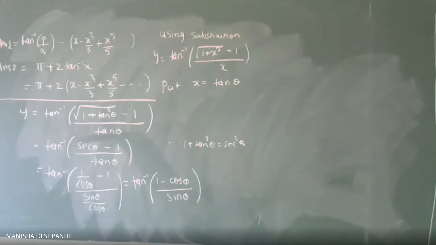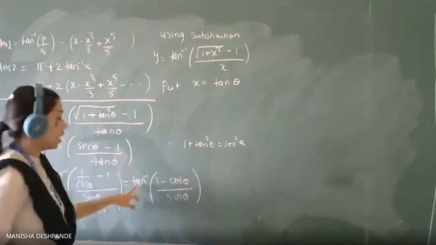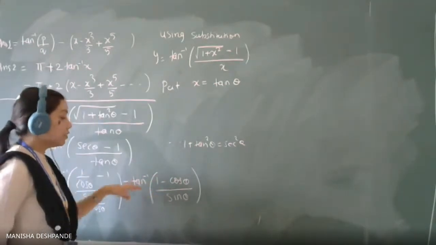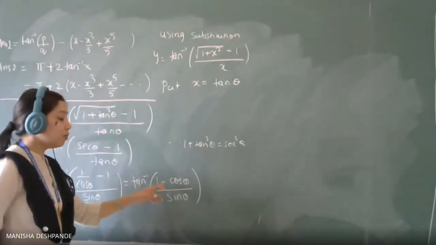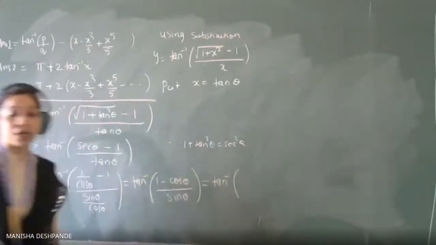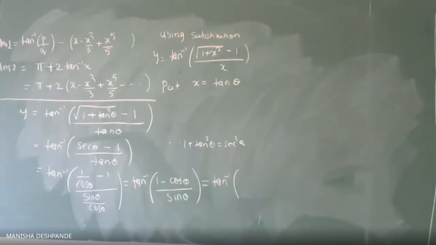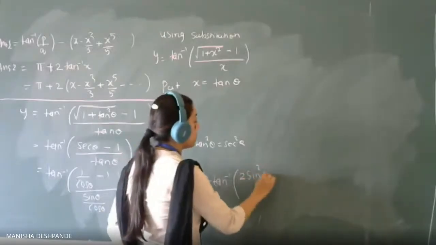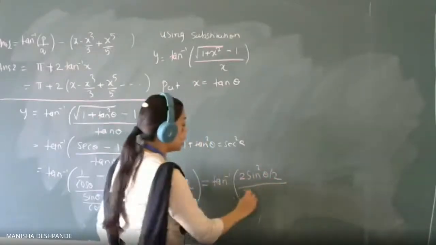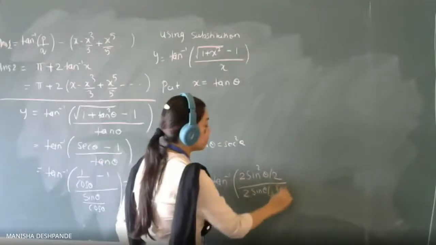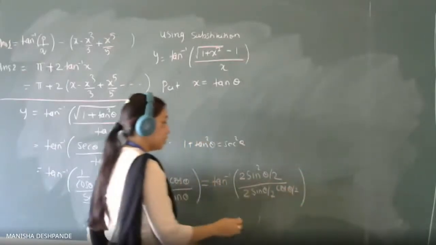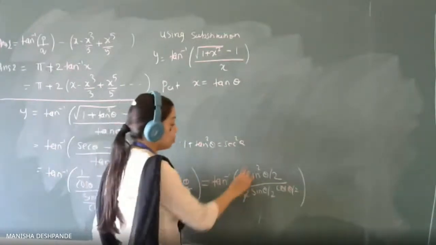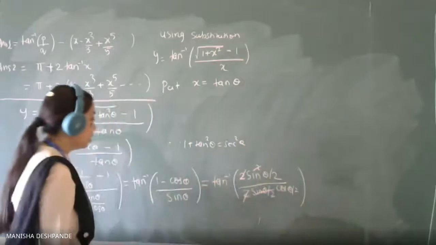Now what you will do? Still this is not in the form of only tan theta, because if tan inverse of tan of some angle is there, then it will get cancelled and you will get the answer in terms of theta. So do you remember any other trigonometric substitution which will convert this to tan? Yes, the half angle formula. So 1 minus cos theta, what is the formula? 2 sine square theta by 2. And what about sine theta? It is 2 sine theta by 2 into cos theta by 2. Only those students who are remembering the formulas are answering. The others, please go through the formulas. They will be required throughout your mathematics.